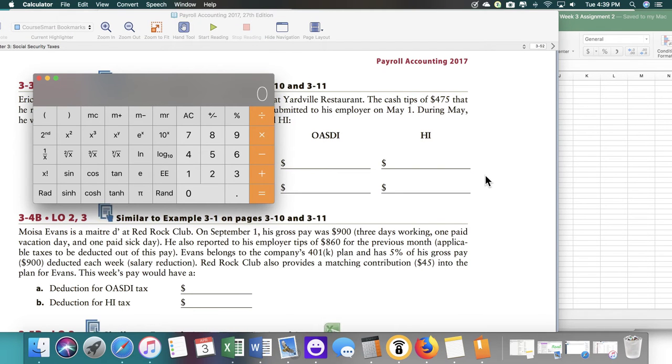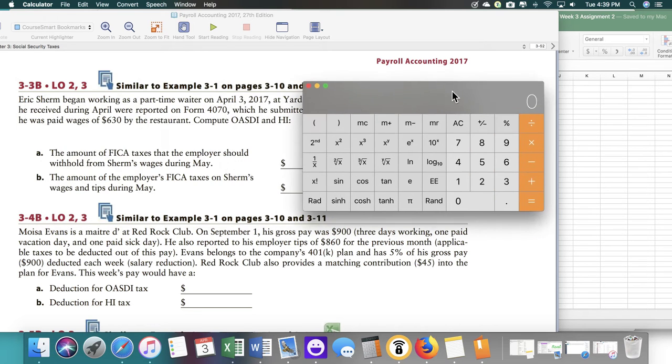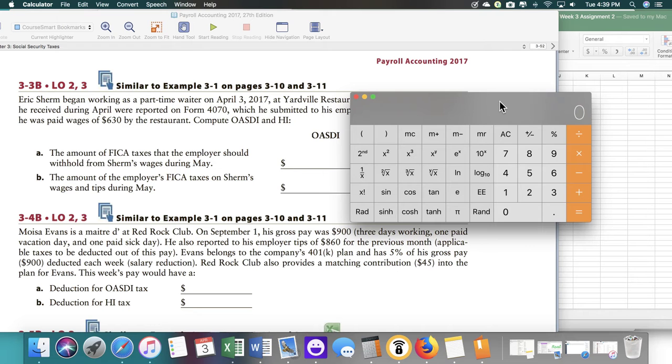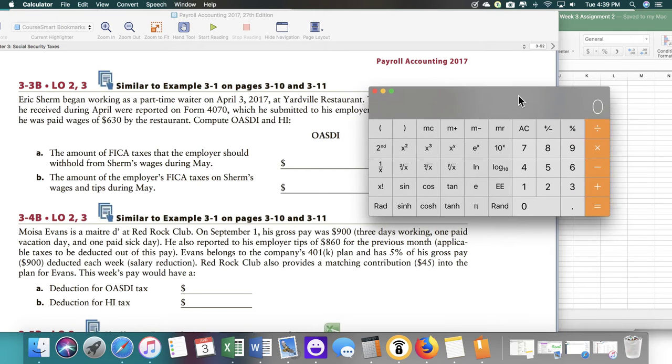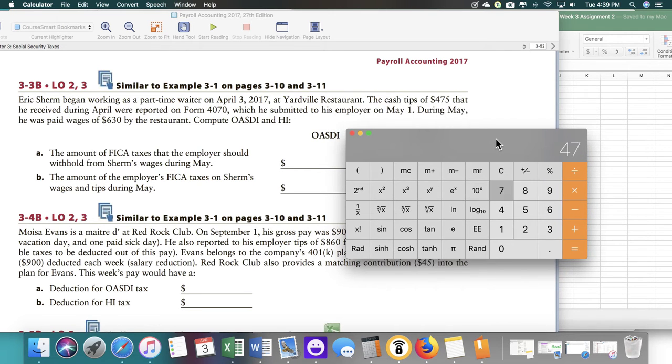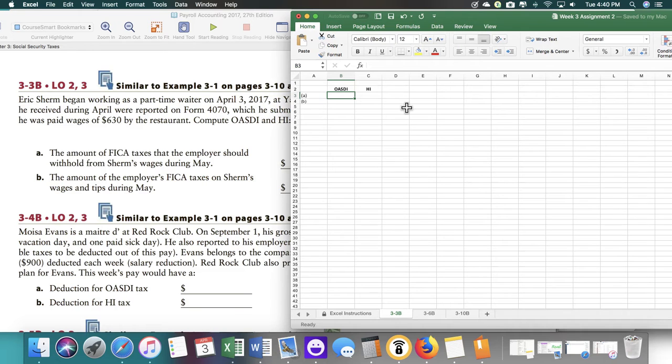And so tips are considered for OASDI and HI. They're just not considered part of your gross income. So we're going to have to take the $475 plus $630 gives us a total taxable income of $1,105. So we're going to take it times 6.2%. Gives us $68.51.